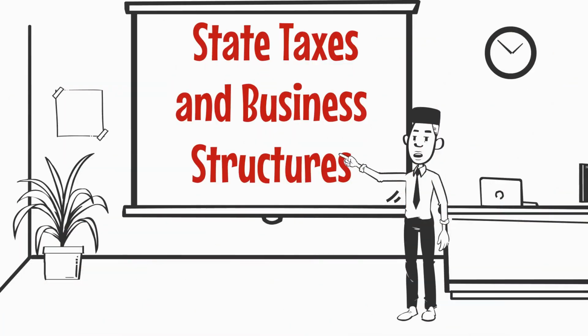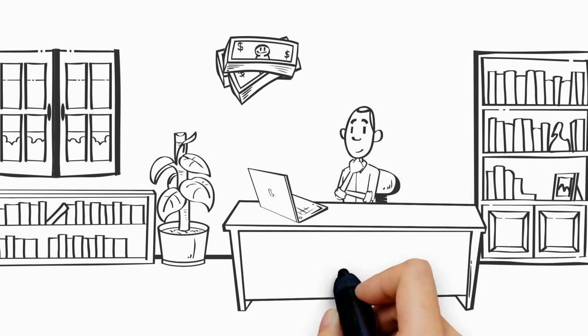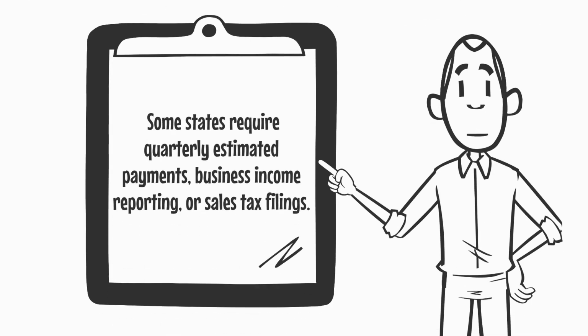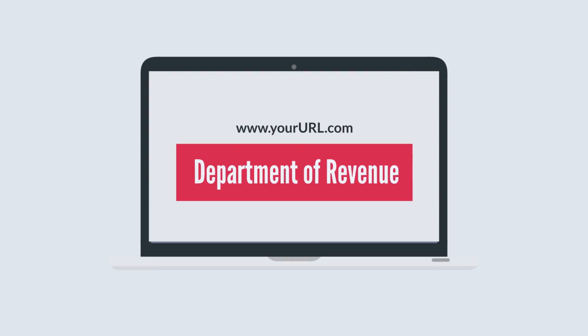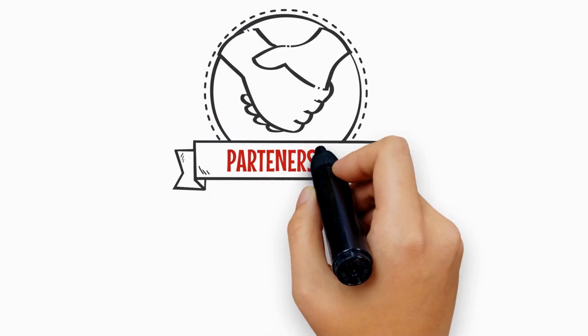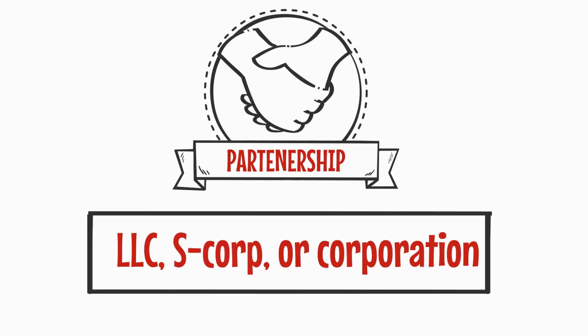While this video focuses on federal forms, remember that many states have their own tax filing requirements for self-employed individuals. Some states require quarterly estimated payments, business income reporting, or sales tax filings. Check your state's Department of Revenue website for details. Also, if your business is structured as a partnership, LLC, or corporation, additional forms and rules apply.